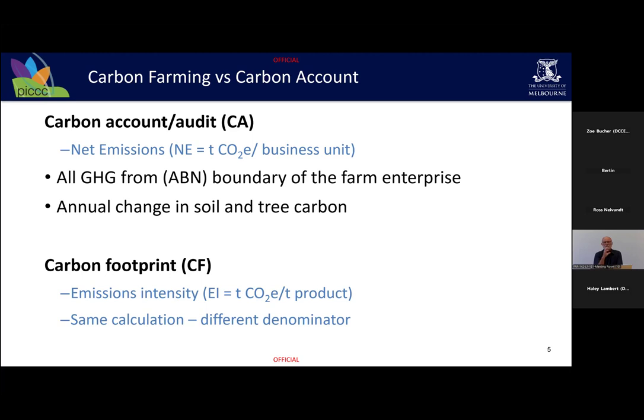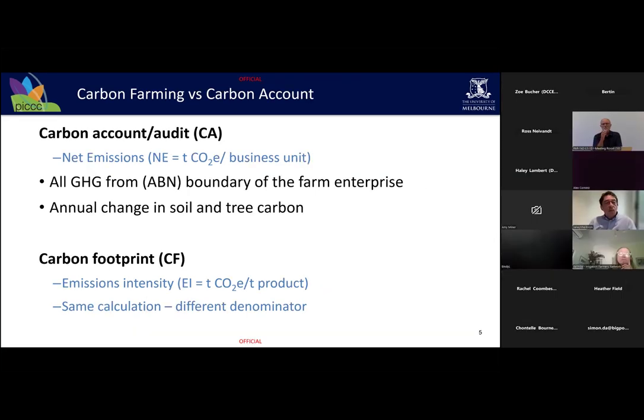If you think about what a carbon footprint is then, it's just changed the denominator. The numerator is the same. So we wanted to know what is the net emissions, what's all the greenhouse gas emissions from the boundary of the farm enterprise required to produce the product. But it's divided by the product, not by the area or the business unit. So this is emissions per unit of wool produced or per kilo of meat or per kilo of milk solids produced. Now, this is important to understand the distinction when you talk about a carbon footprint, which is typically what the supply chain are buying, as opposed to a carbon audit, which is the emissions from the property.